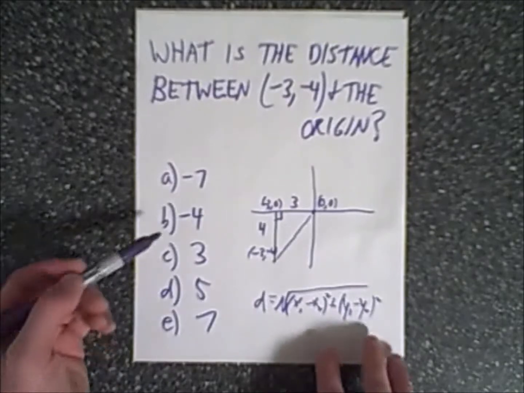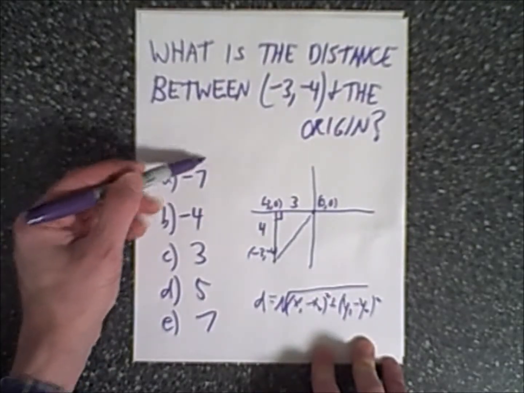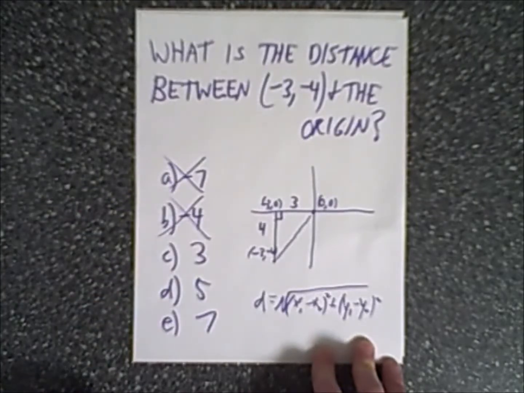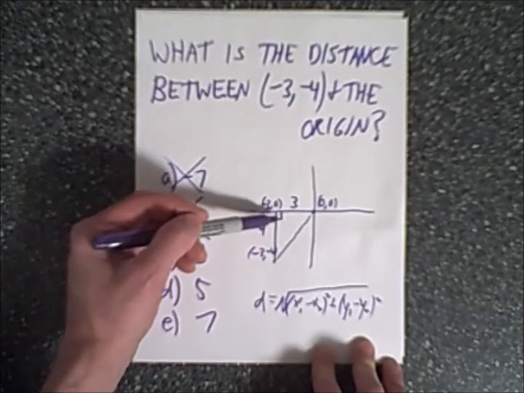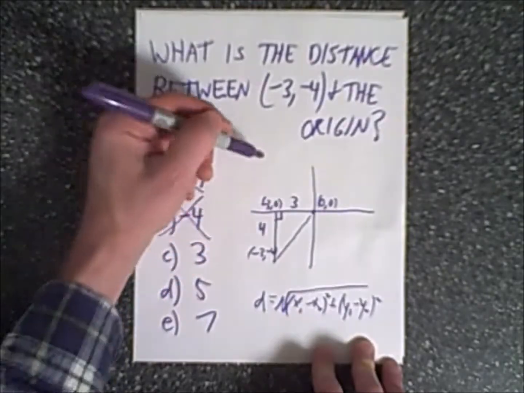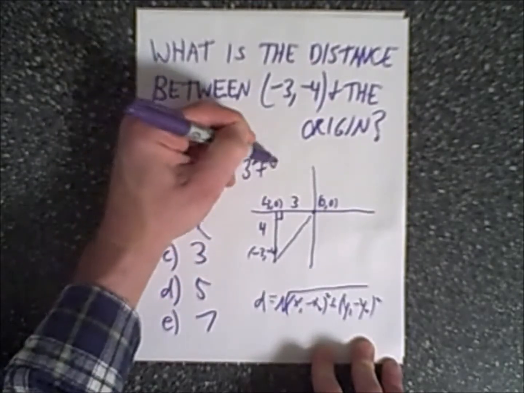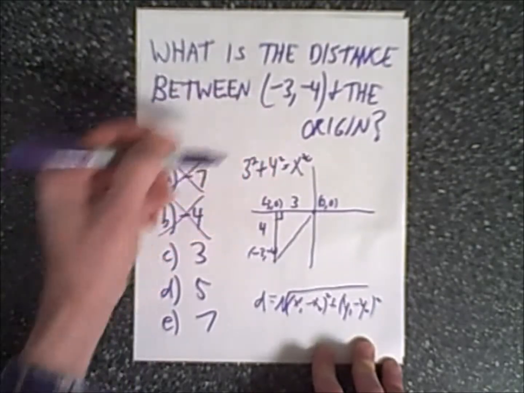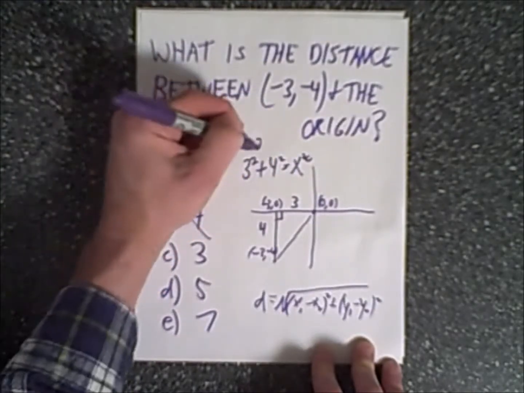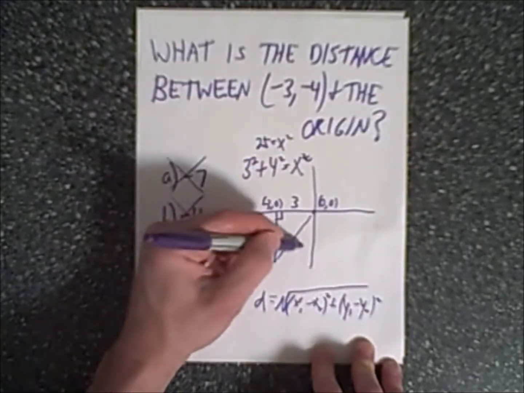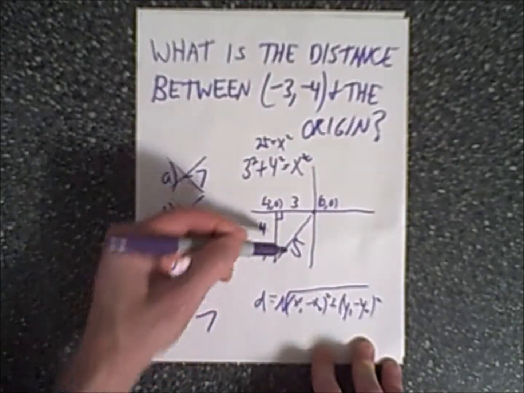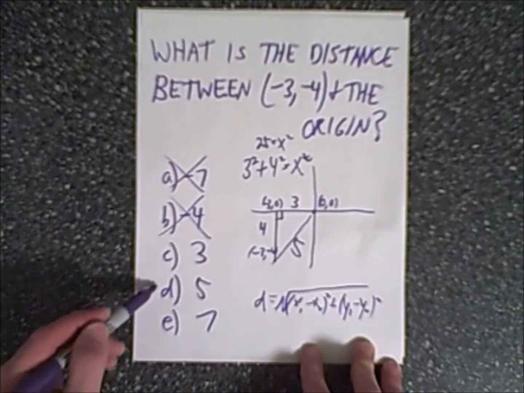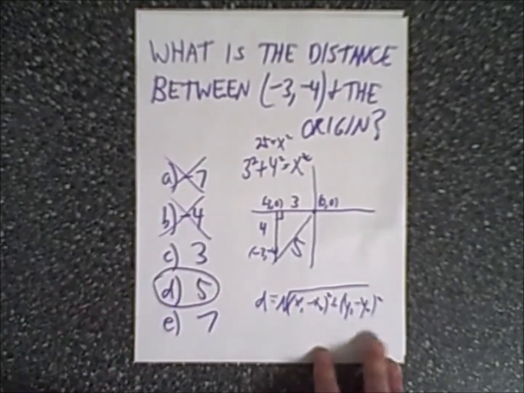Let's look at our answers. By the way, -7 can't be an answer because you can't have negative distance. -4 can't be a distance either. This is 3 units that way, 4 units. But let's figure this out. 3 squared plus 4 squared equals x squared. So 9 plus 16 is 25 equals x squared. Therefore, the hypotenuse is 5, which is also the distance from this coordinate to the origin, which is answer D.